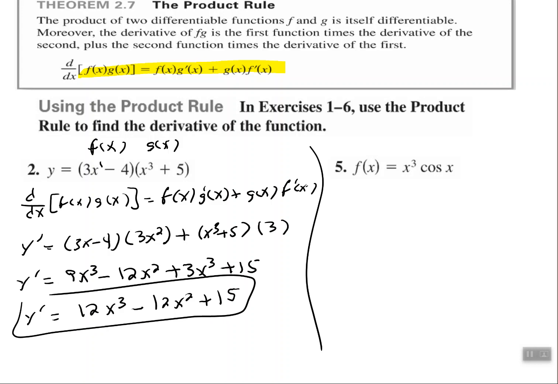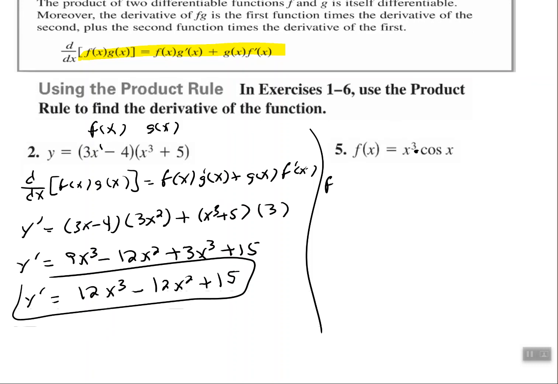Okay, so again, the first times your derivative of the second, and the second times the derivative of the first. So number 5 here, we have f of x equals x to the third times cosine of x. So our first function is x to the third. Our second function is cosine of x. Remember, your derivative of cosine of x is negative sine of x.